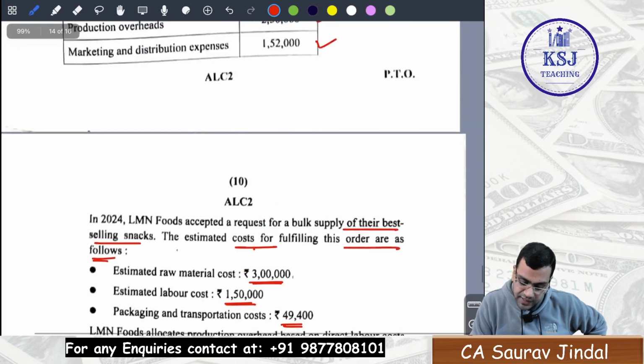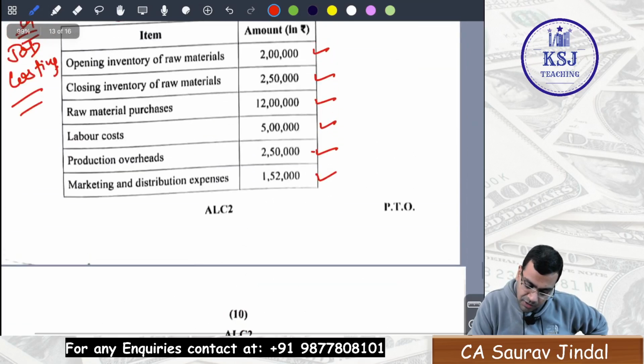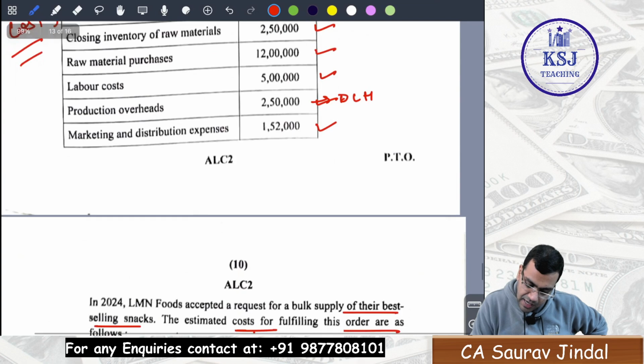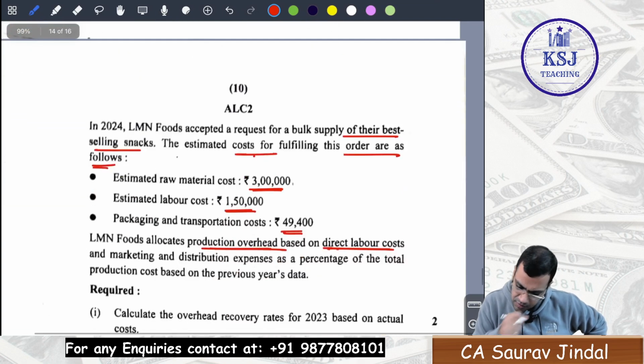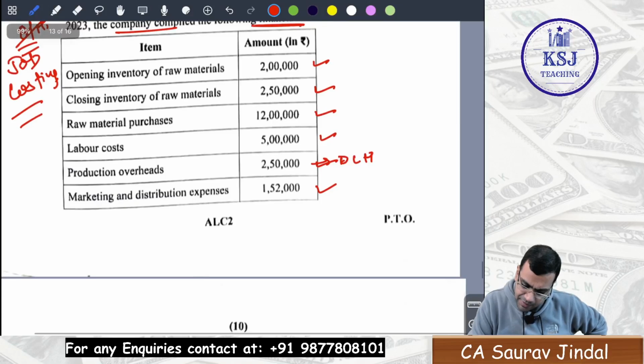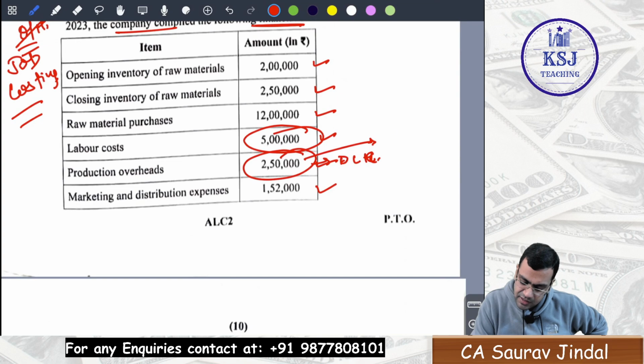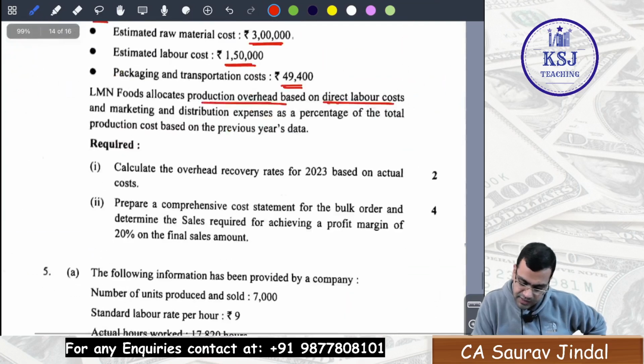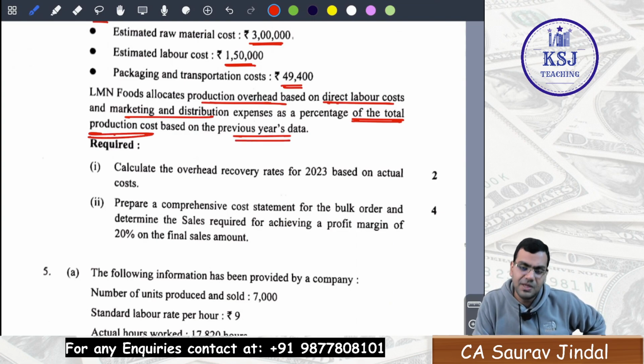So production overheads, they are absorbed on the basis of the direct labor hours or what? Cost. Direct labor cost. So that means labor cost is 5 lakh, production overhead 2,50,000. So it is 50% of the labor cost. Fine, sir. And the marketing and distribution expenses as a percentage of the total production cost based on the previous year data.